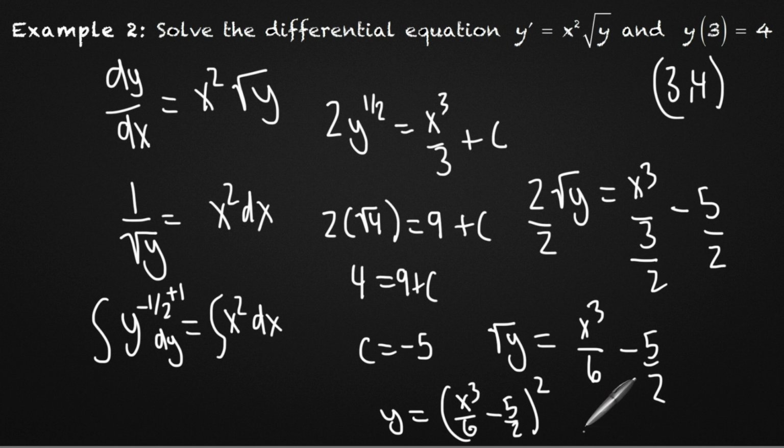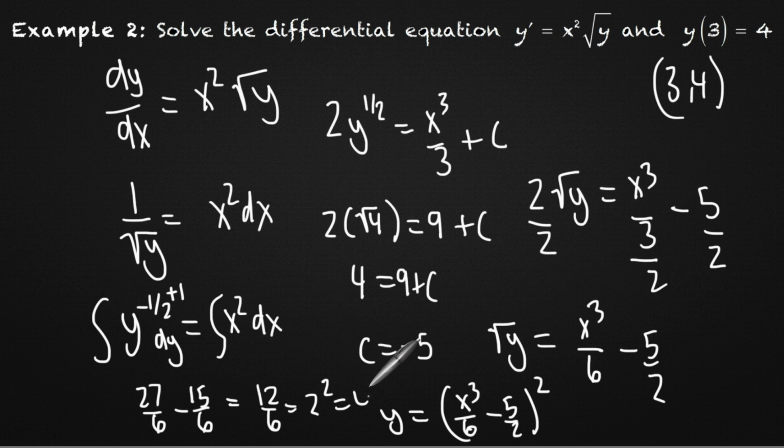Now always check and make sure that your answer works for your initial condition. So when x is 3, we should get 4 as our y. So let's check it. 3 to the third is 27 over 6. 27 over 6 minus 5 over 2, which if I get a common denominator, that's going to be 15 over 6. 27 minus 15 is 12 over 6, which is 2. And then when I square it, I get 4. And so we have checked our answer. So the final answer is y equals parentheses x cubed over 6 minus 5 over 2 squared.